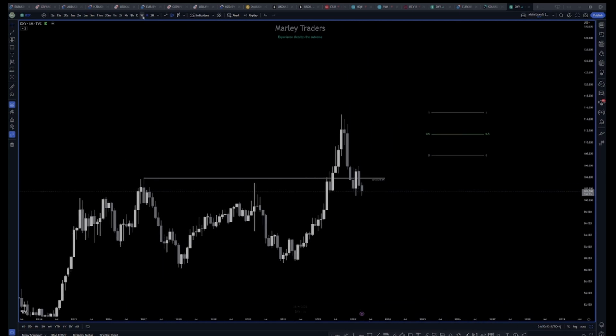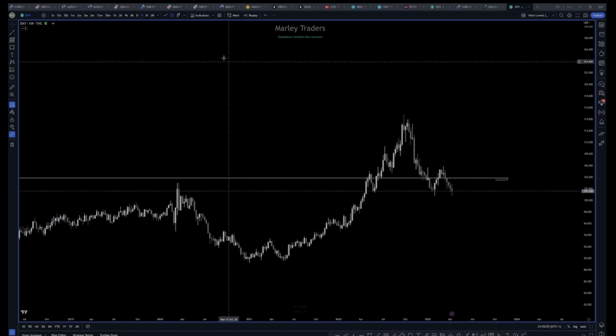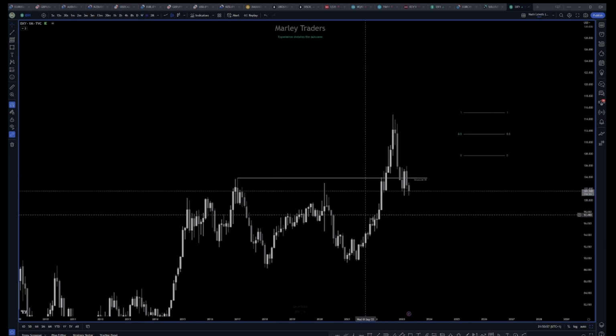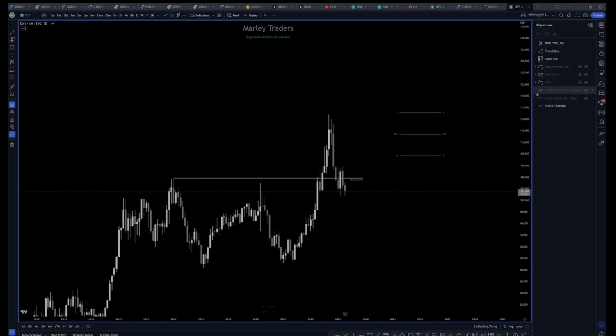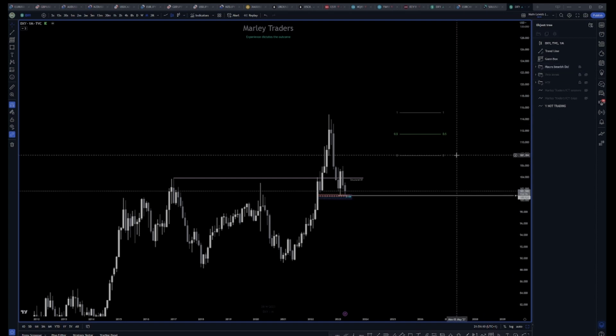So let's go to the weekly. You know what? Let me go back here. Let me just point out our chart. So this is how we chart. We take our levels in advance. As you can see, our macro bearish draw on liquidity, which is the dollar, is right here. I'm going to take this off and also take this off.